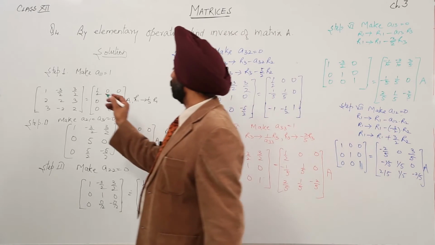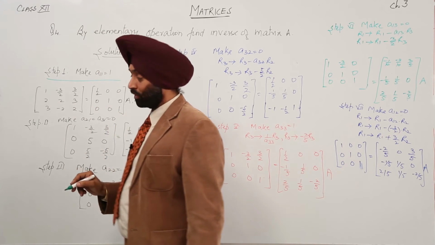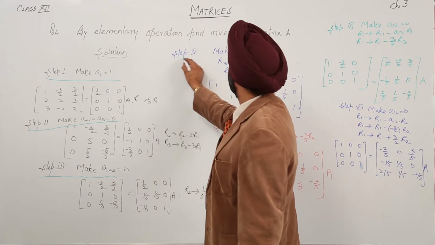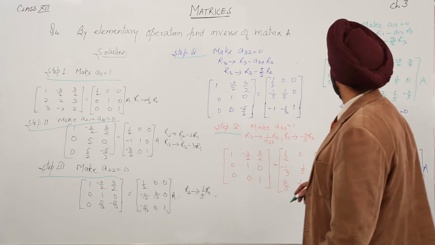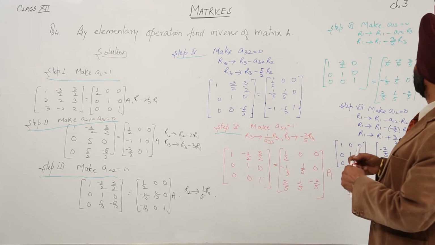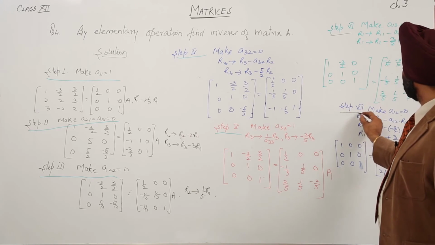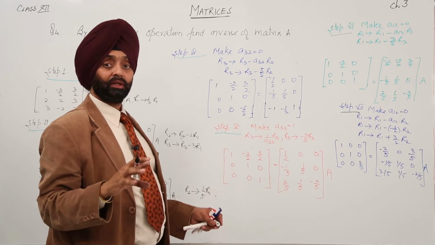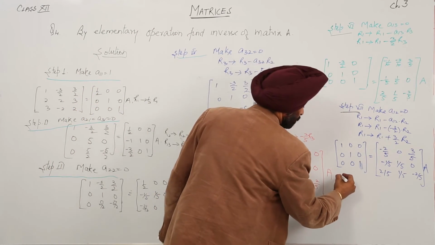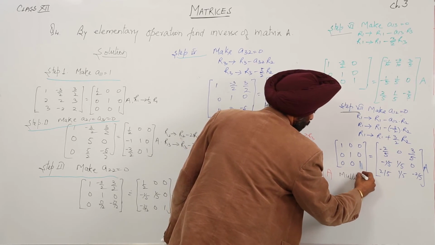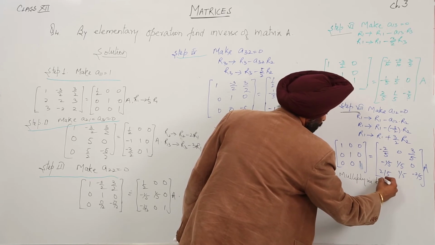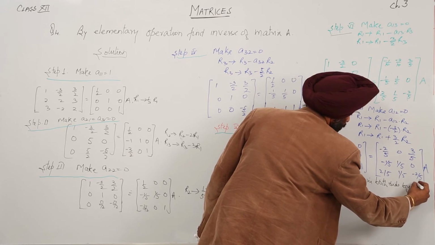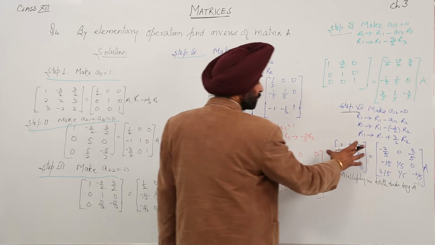We used step 1, step 2, step 3, then step 4, step 5, then step 6 and step 7. So with 7 steps we got our A inverse. Now multiplying both sides by A inverse, this becomes identity matrix.